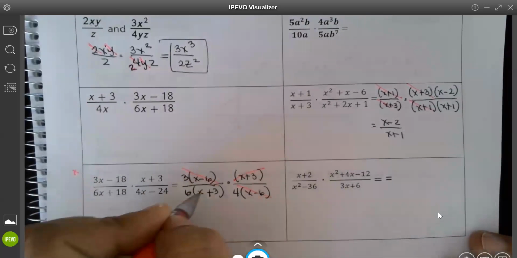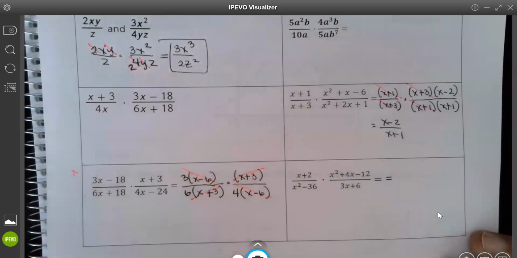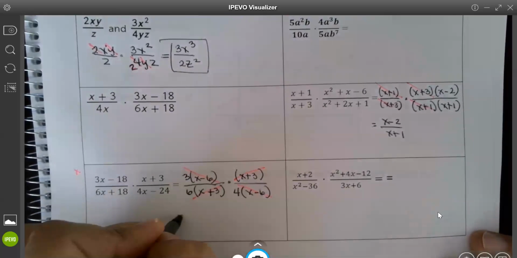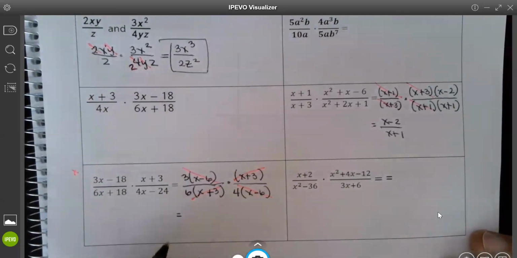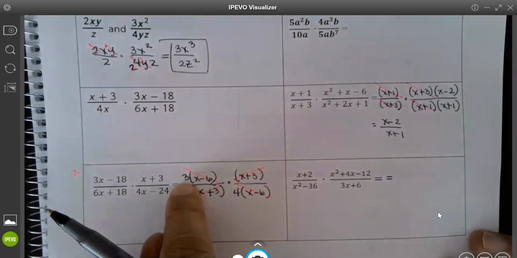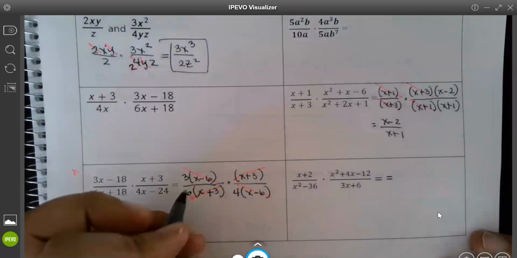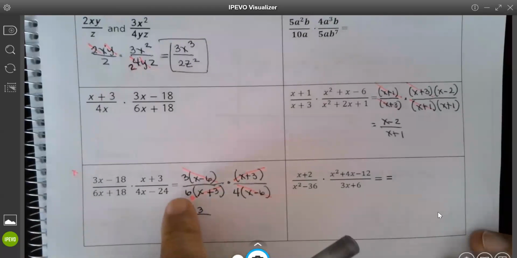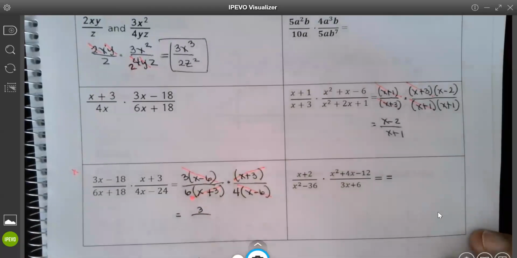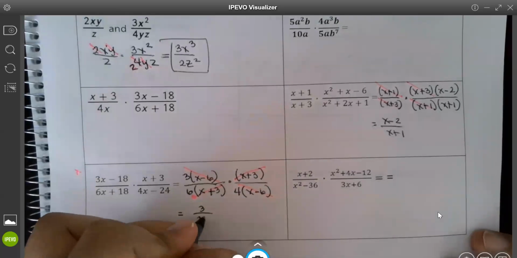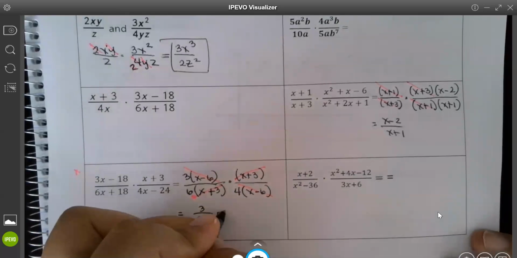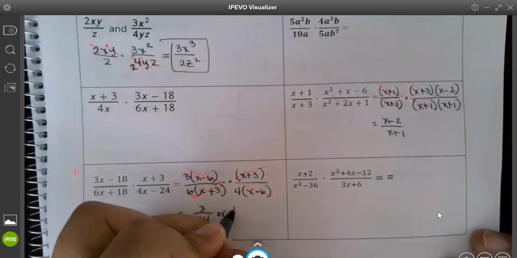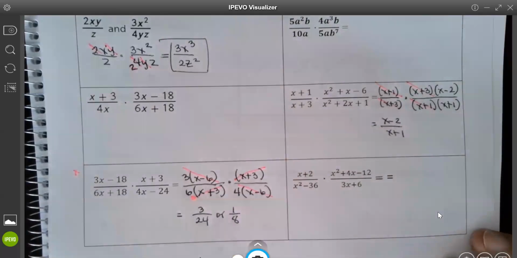x plus 3 and x plus 3 will also cancel out. Then you multiply what is left. So in the numerator, you only have 3. And at the denominator, you only have 6 and 4. So 6 times 4 is 24. Or in simplest terms, this is 1 over 8.